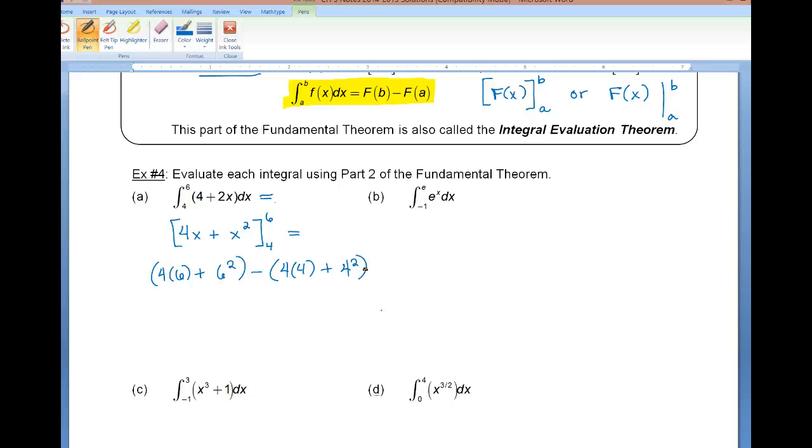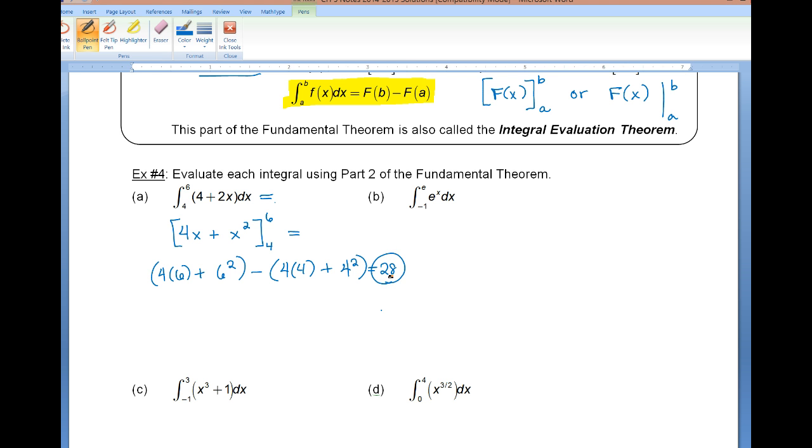If it were to be -4, would it still be minus? If it was minus 4, there would be minus a negative, yeah. Okay, what did you get for this? 28. 28? Sounds good.